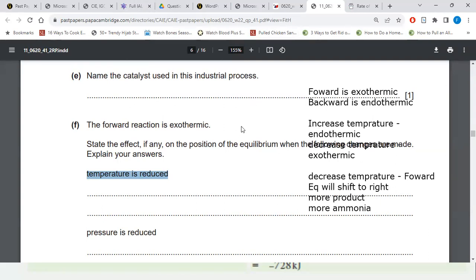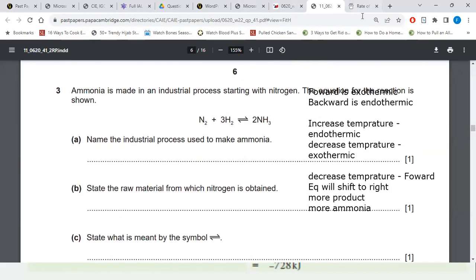Next, they're saying pressure is reduced. So again, we are talking about pressure being reduced. Let's take a look. What do we remember about pressure? If I increase the pressure, where does the reaction go? What side does it go to? To the side with less molecules, which is the right side. Yes, we will go to the side with less molecules.